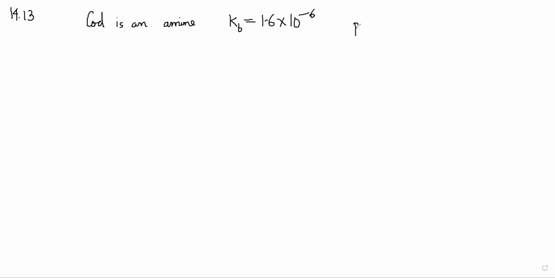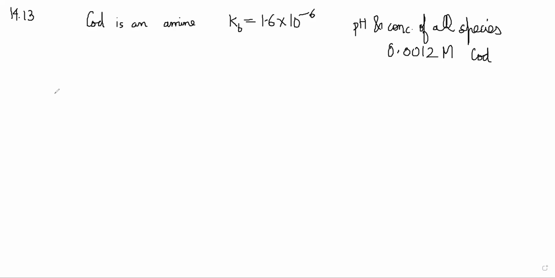Now you have to calculate the pH and concentration of all species present in a solution of 0.0012 molar codeine, right? So there is a solution of codeine. Now the things that are present are codeine, which is an amine or a base.